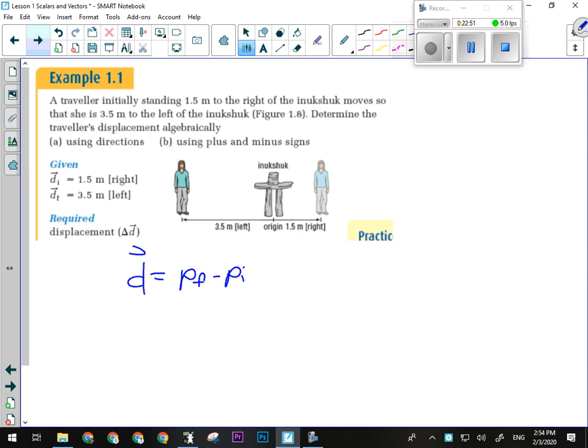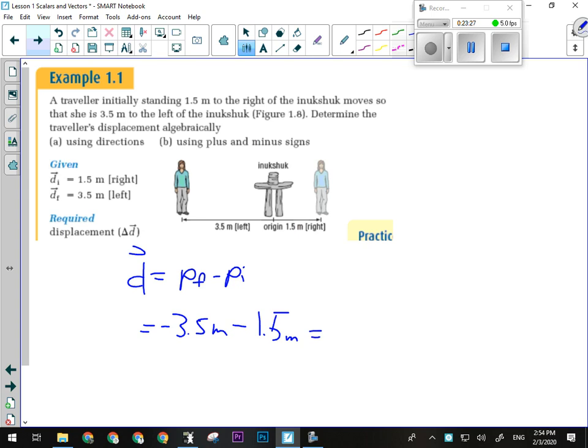Now, I have left and right in this question. Those are opposites. How do I represent that mathematically? With a negative. One of those directions needs to be negative, the other positive. My initial position is 1.5 meters right, so I'm going to make that positive and the left negative. So my final position is negative 3.5 meters, and I'm subtracting my initial position of positive 1.5 meters.